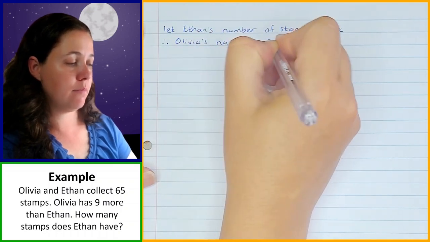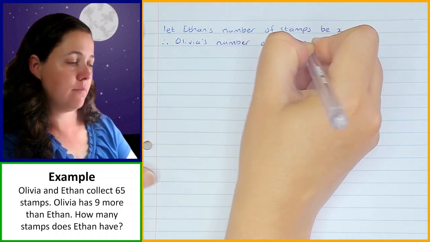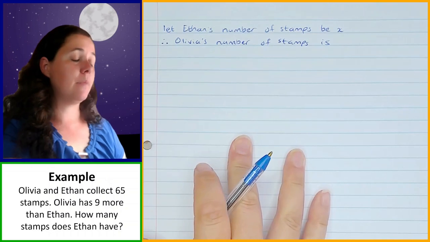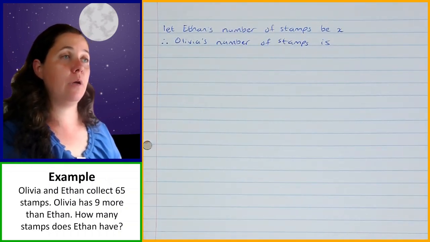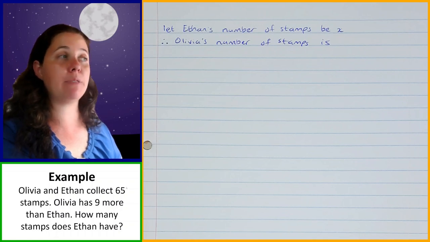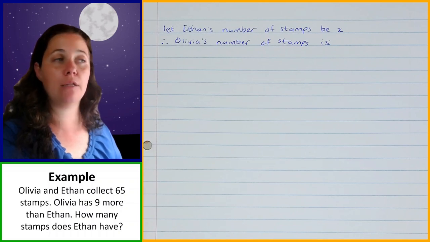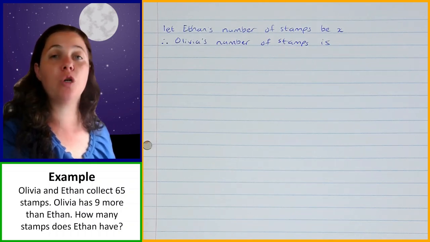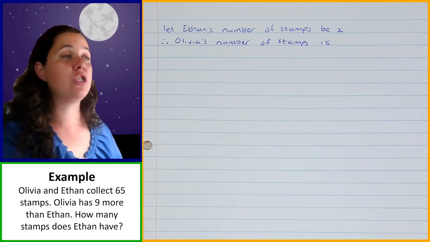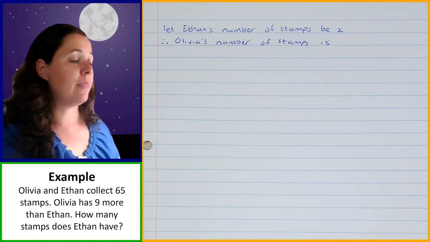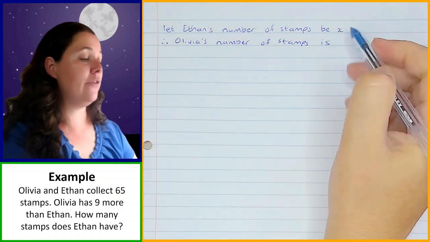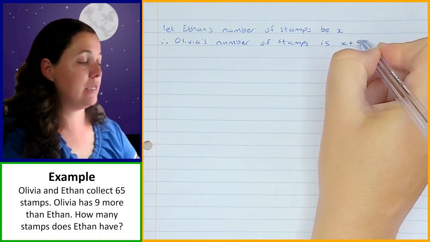is, and now I have two choices here. I can either use the information about their collective amount of stamps being 65, the total being 65, or I can use the information about Olivia having 9 more than Ethan. Okay, it's entirely up to you which way you want to do it. I am going to, in this example, use the fact that Olivia has 9 more than Ethan, which means if Ethan has x, Olivia must have x plus 9.